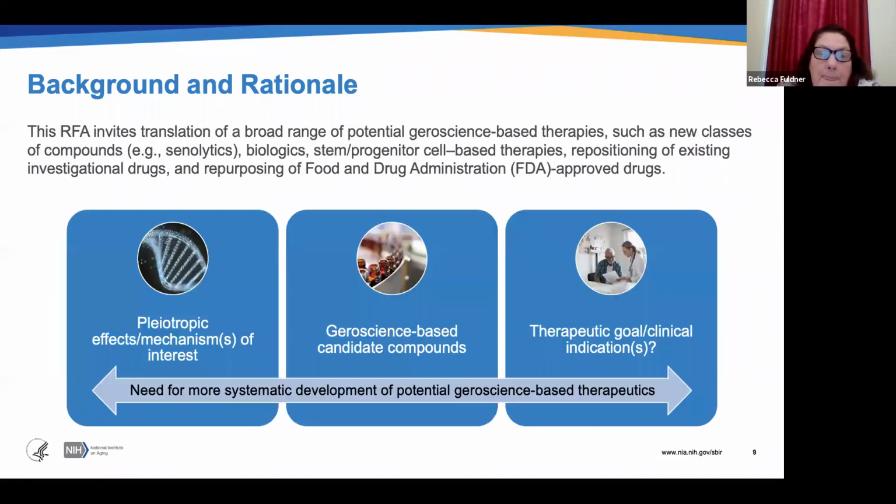Next. Background and rationale continued. Need for more systematic development of potential geroscience-based therapeutics, including pleiotropic effects and mechanisms of interest, geroscience-based candidate compounds, and therapeutic goal and clinical indications.